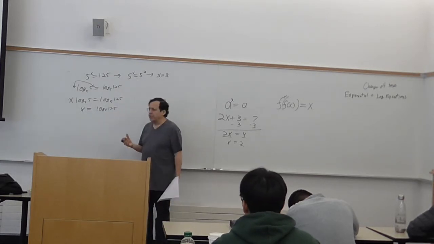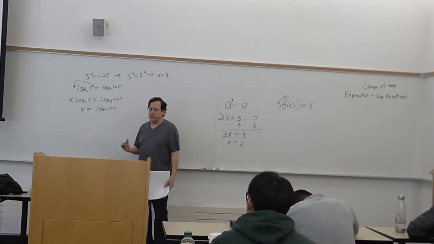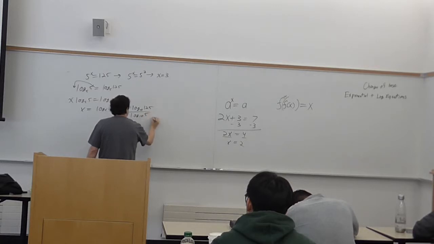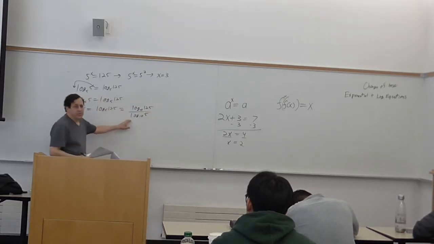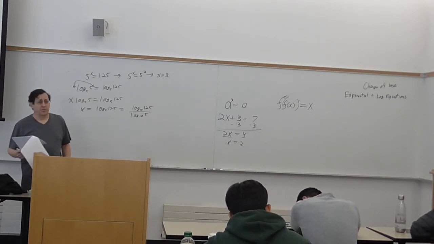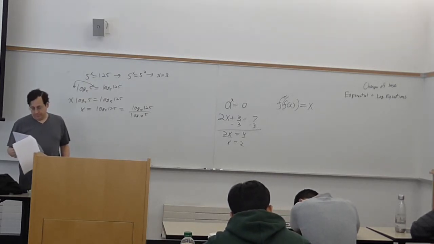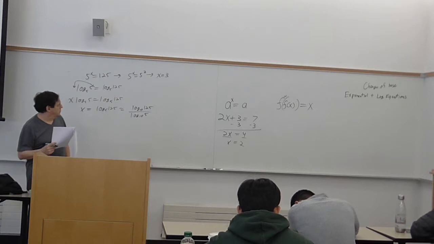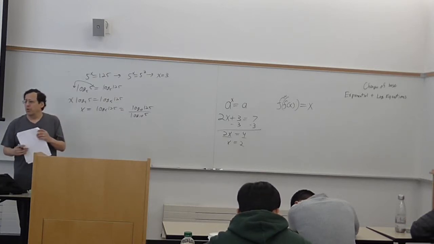if the numbers aren't so nice, I might have to resort to that change of log function, right? This is log to the base 10 of 125 over log to the base 10 of 5. And then I can punch this into my calculator. And of course, I would find out the answer was 3. Right, so far we're okay?